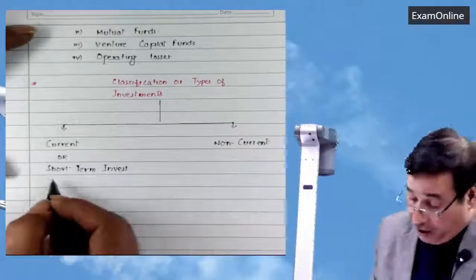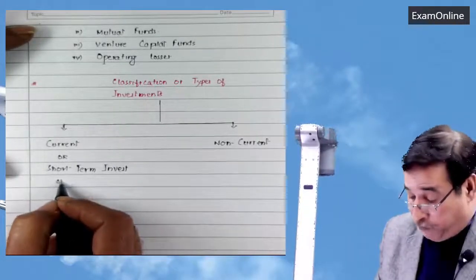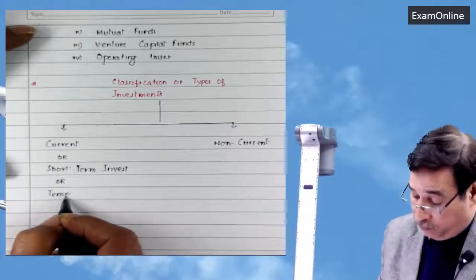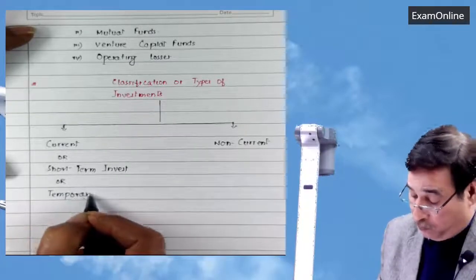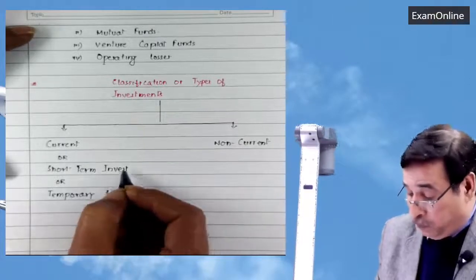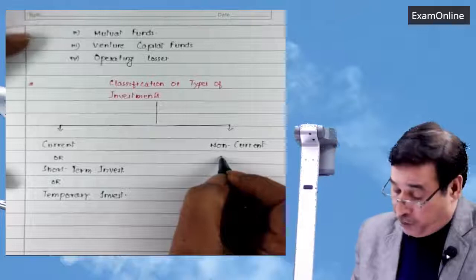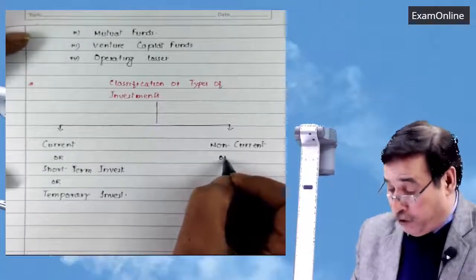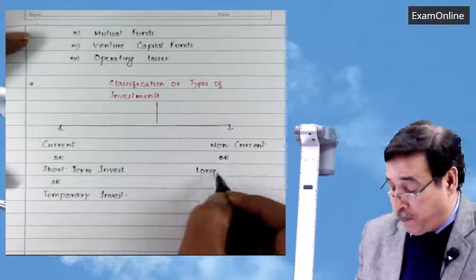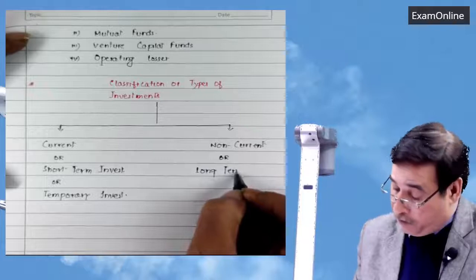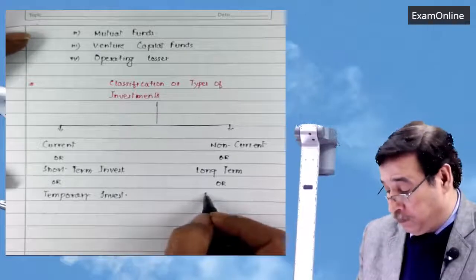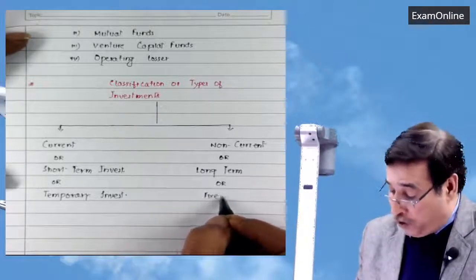Correct? Current investments are also sometimes referred to as temporary investments. On the other hand, non-current investment, as each one of you is very well aware, is also known as long-term investments. It is also known as fixed investments. So there are two broad classifications.